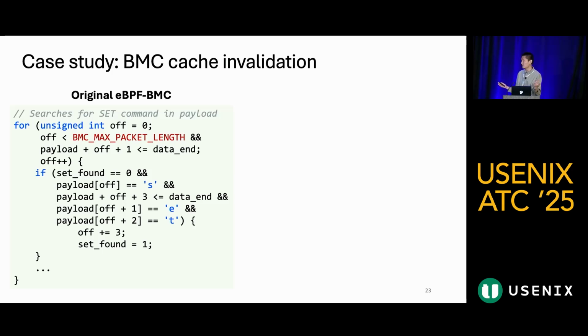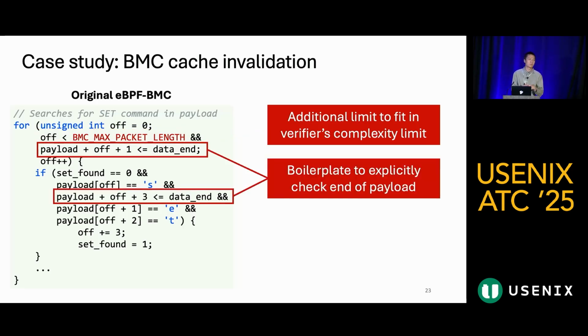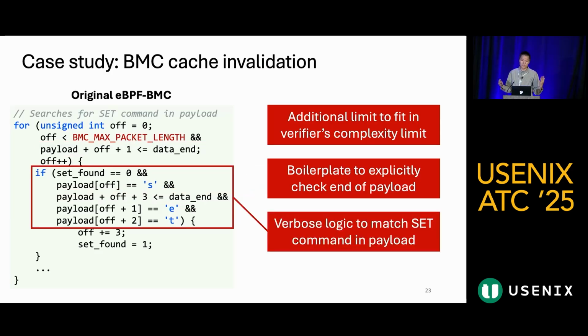Here, the snippet shows part of that cache invalidation logic, and specifically, this loop searches for a set command inside the payload. There are several things to note here. The first thing is that the developers actually had to add an artificial limit, called BMC max packet length, on that loop to make sure that this loop fits within the verifier's complexity limit. And then, because the verifier always requires explicit bounds checks, you end up with a lot of boilerplate code that just checks the end of the packet. And third, you need this verbose logic to match that set command in the payload.